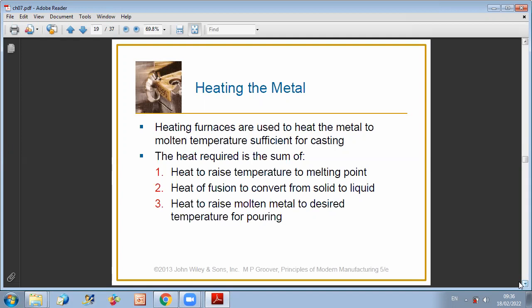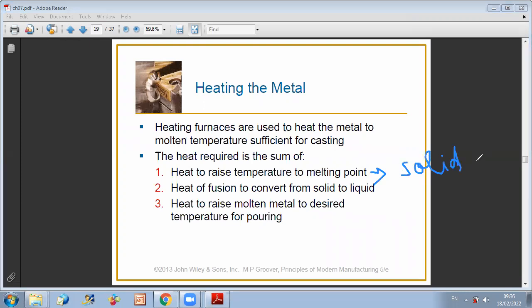First, you need to raise the temperature to the melting point. At this stage, you are still in the solid state. After this, when you reach the melting point, you will go through the change of phase. So this heat will be absorbed in the form of what we call latent heat. In this phase, if you have a pure metal, not an alloy, you will have no increase in temperature, but you have a change of phase from solid to liquid.